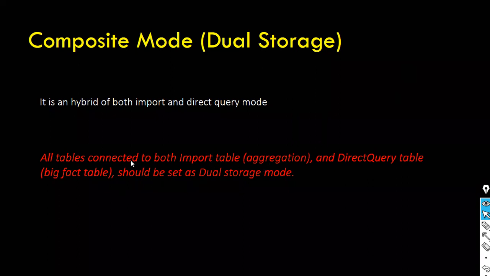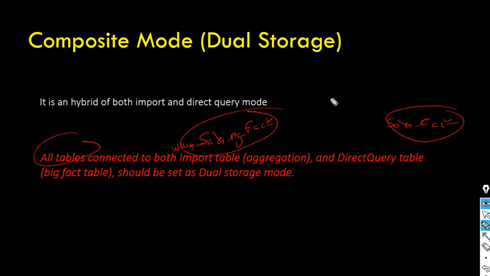In this case, all tables connected to both the import table and the direct query mode table. So what is this one? The import table in our example is the sales aggregated fact table. And this is your sales fact table. It should be set as dual for all tables connected to both the import and direct query mode tables. In this case, the customer dimension table.